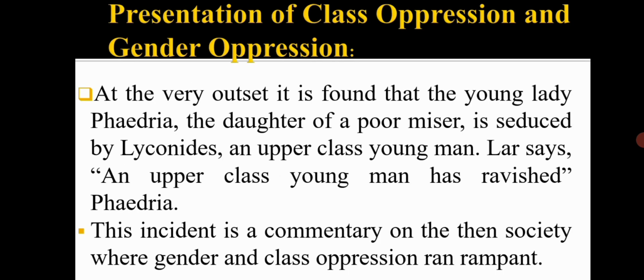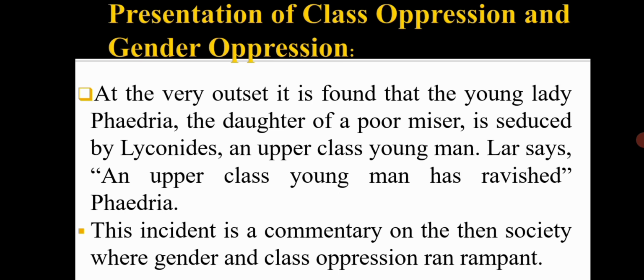Now, let's start. In Pot of Gold, we find the presentation of class oppression and gender oppression. How are class oppression and gender oppression presented here? At the very outset, it is found that the young lady Phaedra, the daughter of a poor miser, is seduced by Lyconides, an upper class young man, and Lar describes this. An upper class young man has ravished Phaedra. This incident is a commentary on the society where gender oppression and class oppression ran rampant.